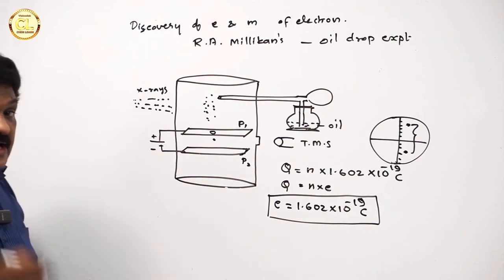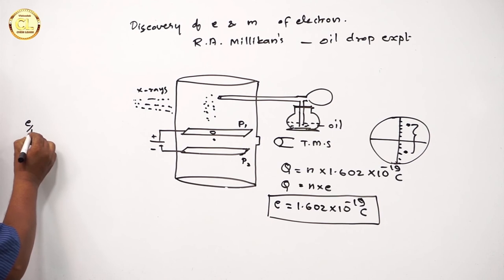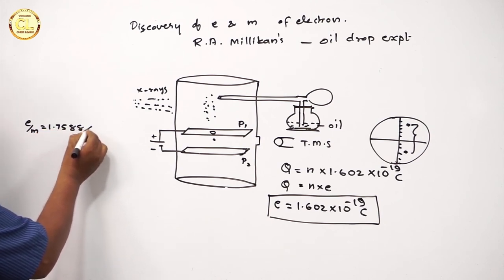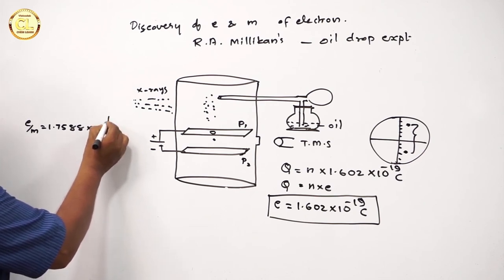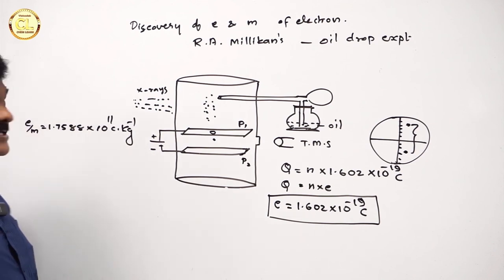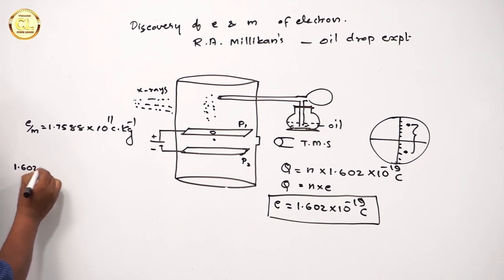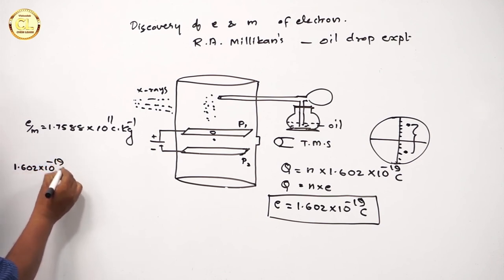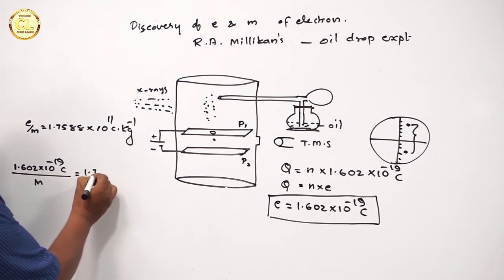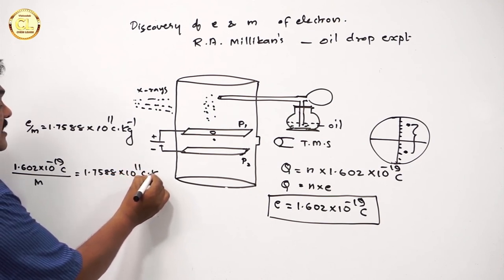Now, how can we calculate the mass of the electron? We know that e/m of the electron is equal to 1.7588 × 10^11 coulomb per kilogram. Substituting the value of charge here, we can say that 1.602 × 10^-19 coulombs divided by m is equal to 1.7588 × 10^11 coulomb per kilogram.